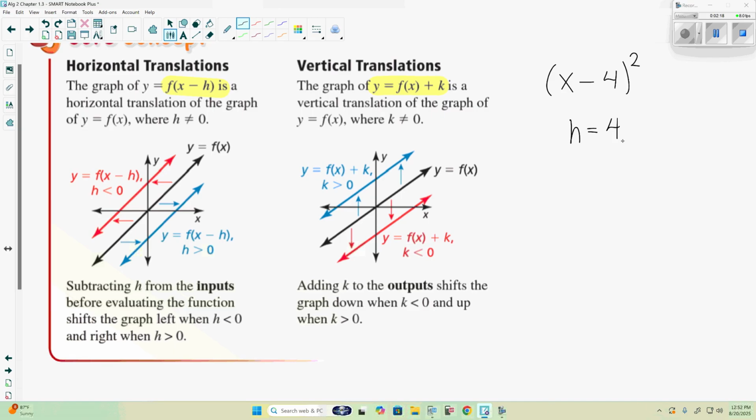Would the h value be positive or negative? It's going to be positive because it's x minus h. The x and the minus are from the formula. The actual value of h is 4, so it's moving right 4. If we had absolute value of x plus 3, h would be 3, but it would not be positive. It would be what? Negative. Because we're going left 3.